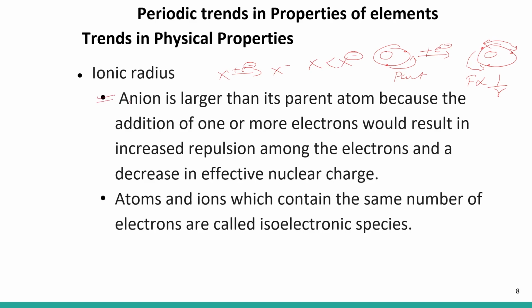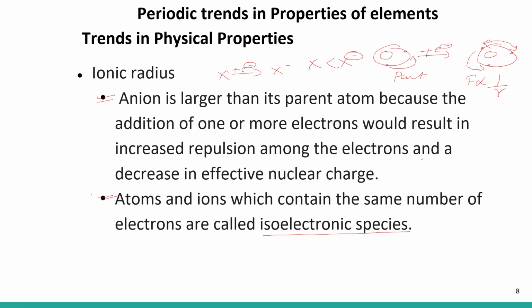Okay. So we have seen two or more things here. One more thing is mentioned here about isoelectronic species. Okay, it is an important concept. So what are isoelectronic species? These are those species or elements or ions, you can say, which have the same number of electrons.